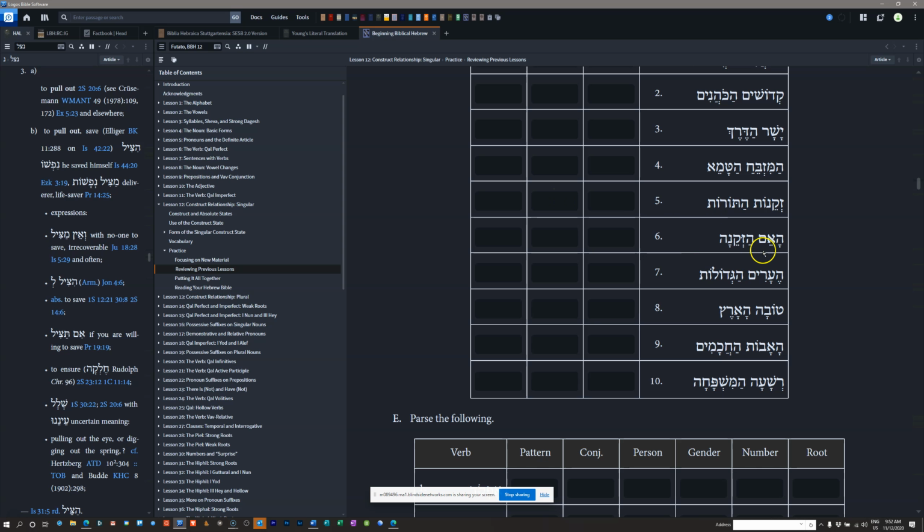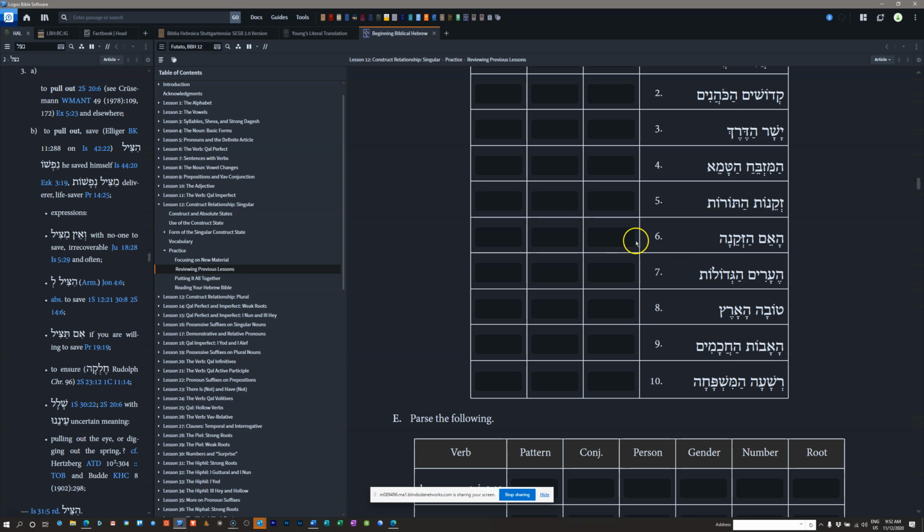Number 6, we have ha'ir hazekenah. Ha'ir hazekenah. So ha'ir and hazekenah both have the article, and the adjective comes after its noun. So this is attributive. Look at the adjective, you've got a qamets hey, so it's feminine singular.